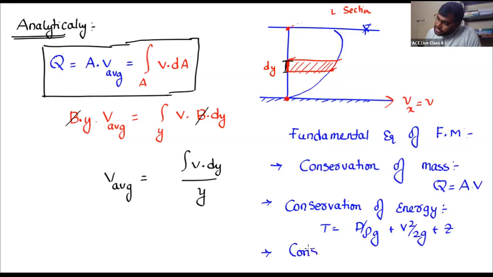Next, conservation of momentum. According to the conservation of momentum, the net force acting along the direction of flow is equal to the rate of change of momentum. See, what is momentum? If an object is moving with some velocity, what is the momentum? Mass of that body into velocity. Yes, the momentum means mass into velocity.